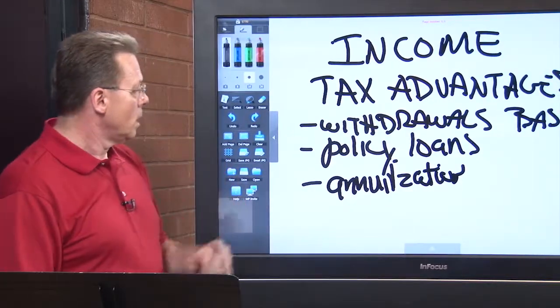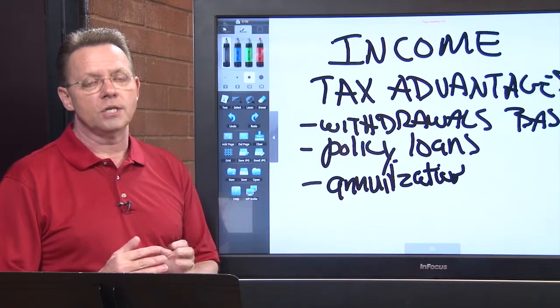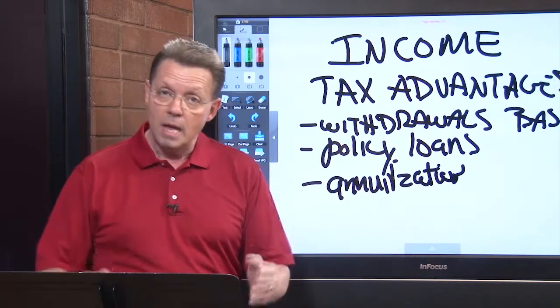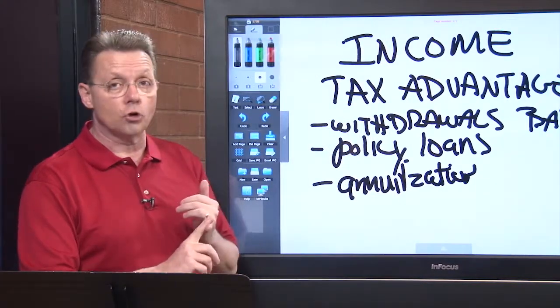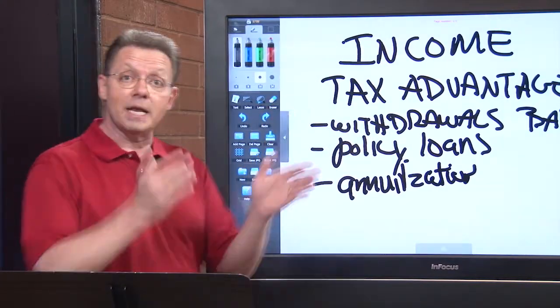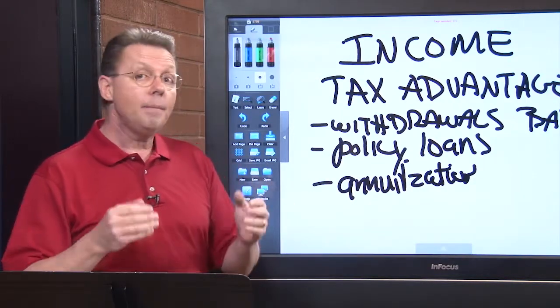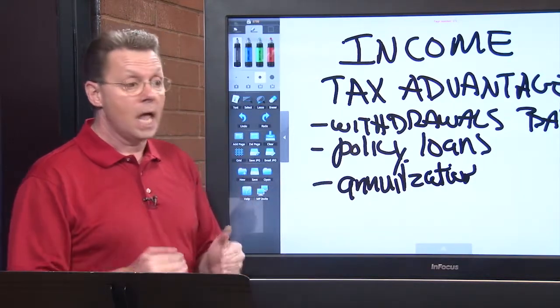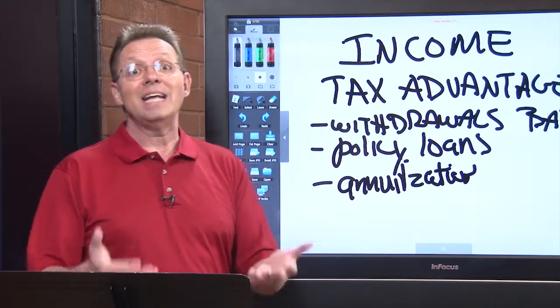One of the cool things about income, supplemental income with life insurance, is the tax advantages. For example, if I'm strategic, I keep the policy in force for the life of the insured, and I make sure that I'm a non-modified endowment contract. Again, we're going to get into all that later on. I'll be able to pull my money out tax-free. And unlike other tax-free instruments, I do not have to pay any tax.